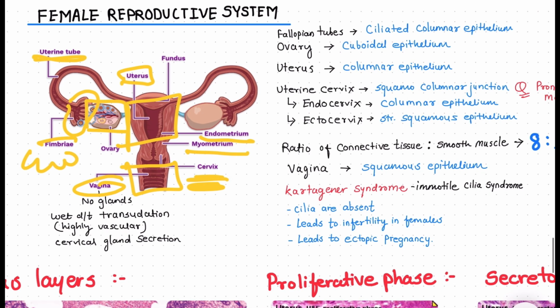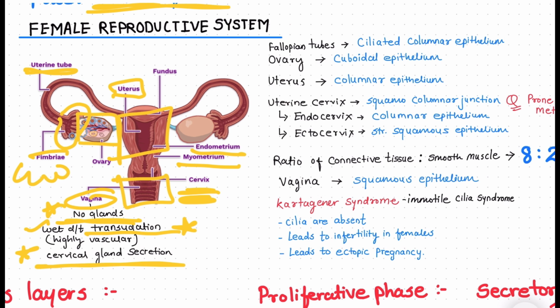The specific feature of vagina is that there are no glands. It is wet due to transudation. It is highly vascular. Vagina does not have glands, so why is it wet? Even though it has no glands, it is wet because of transudation. And the secretions are because of cervical glands.